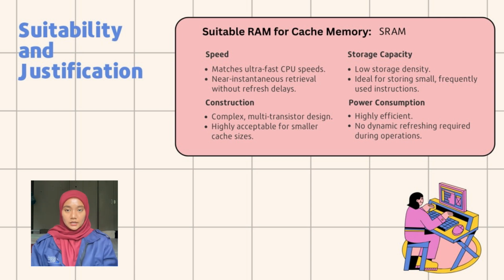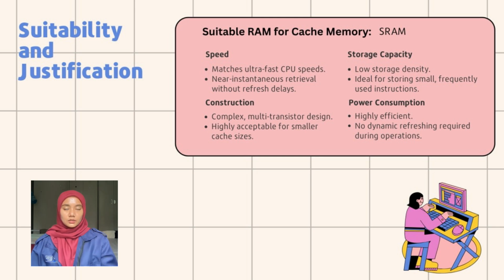Number 1 is speed. Cache memory sits close to the CPU and must keep up with its rapid processing cycles to prevent performance bottlenecks. Static RAM's high speed makes it the perfect match here.